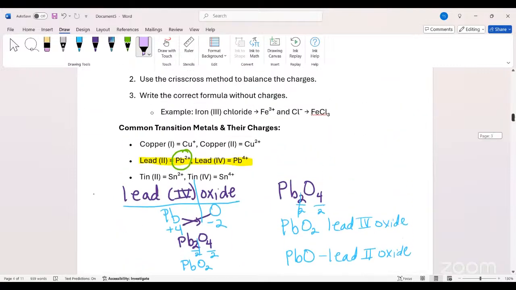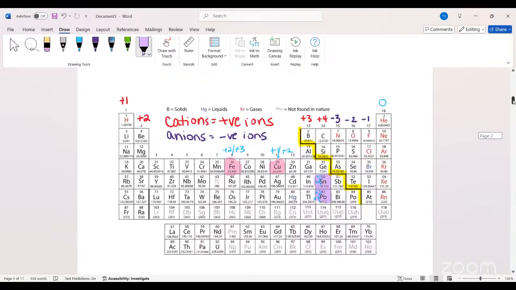I actually took my periodic table and I identified what each group number has in terms of their ionic charges. So this chart that you guys see right here, this is how we know what the charges are for each of those elements.